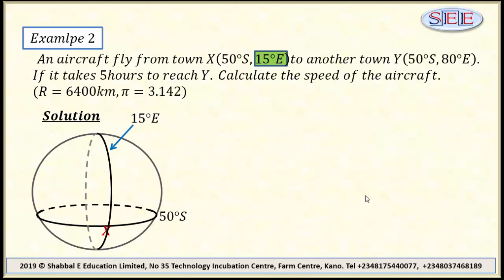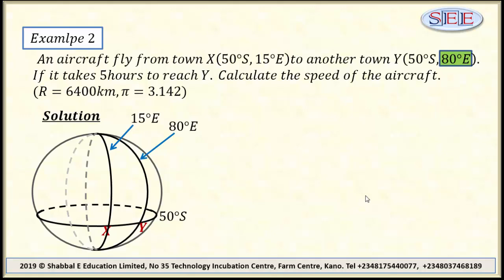So I can move ahead and locate Y also. I will now use the longitude of Y. Look at the longitude of Y. The longitude of Y is 80 degrees east. So let me draw that longitude. The longitude 80 degrees east is this one. Look at it now. You can see 80 degrees east, far away from 15 degrees east, but in the same eastern direction. And I mark my point Y.